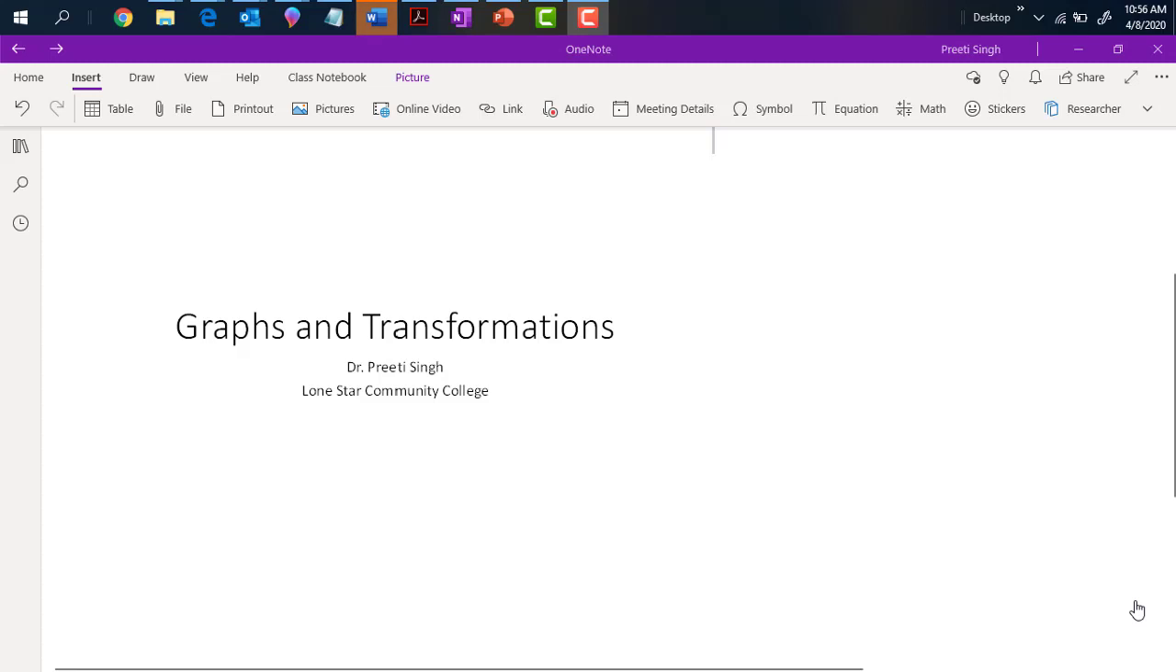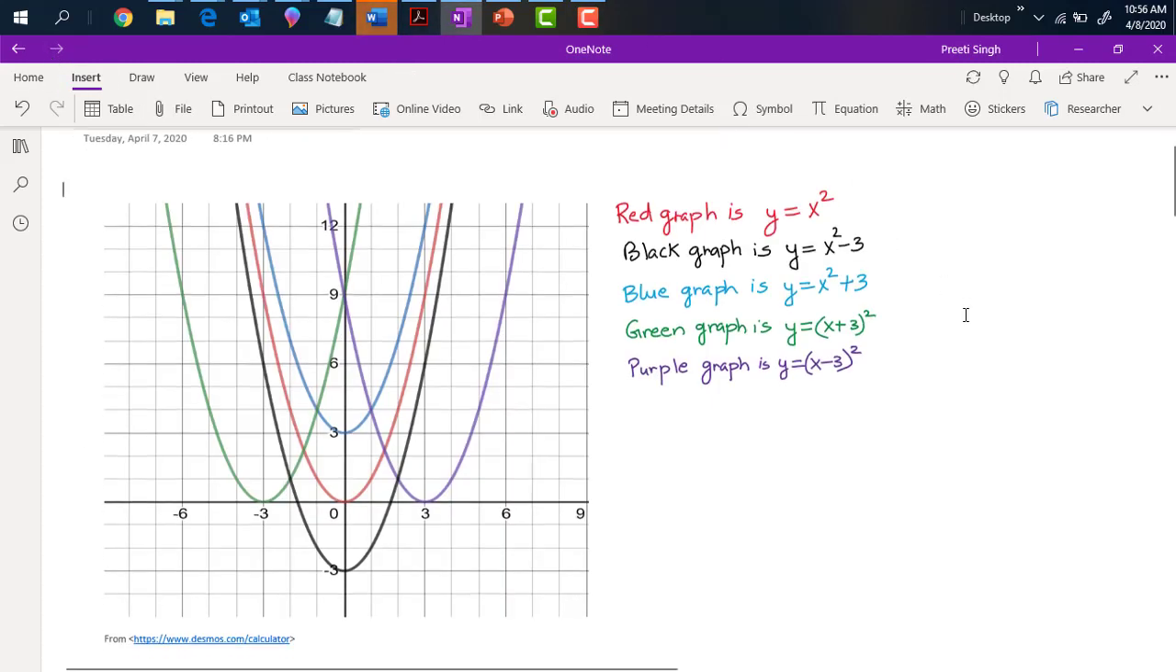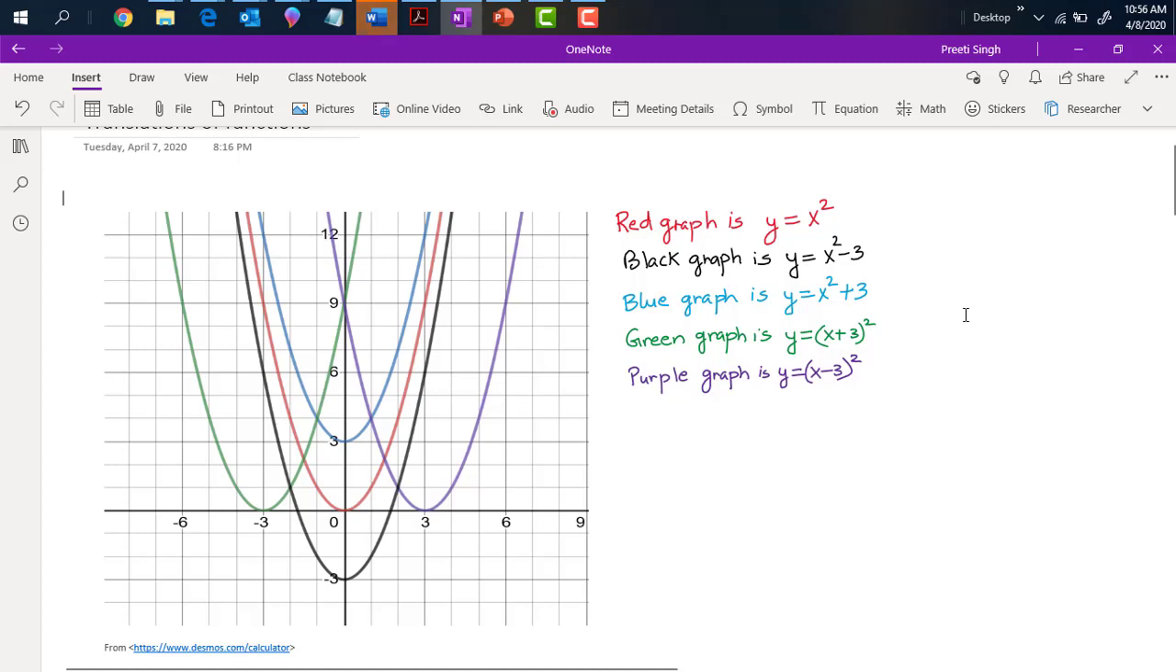I'm going to record this video on the topic graphs and transformations. If you look up on my screen, I have these various graphs drawn on the same screen. The basic one, the parent function, is the red graph, which is y equals x squared. Now the black graph, which has shifted down, is the graph of y equals x squared minus 3.